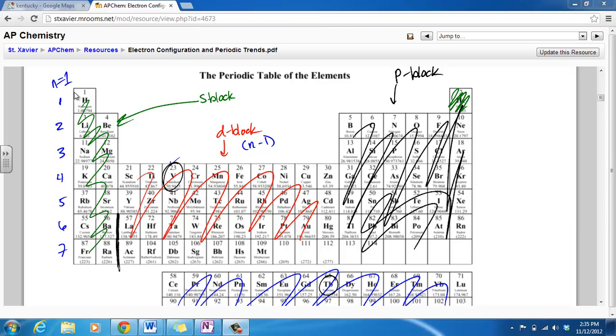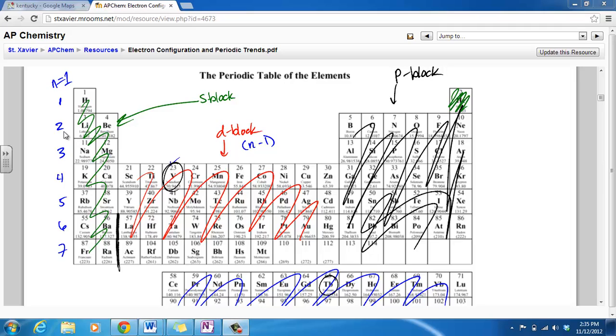So we start up here with the n equals 1 shell, and if you remember, the n equals 1 shell only has one subshell, and that's the s subshell. So for that we say 1s, and then we place the first two electrons in there. So we go across this periodic table and we place those first two electrons in the s subshell. Once you get to the end of a row in the periodic table, you start the next shell. So that's what these n numbers represent, the shell that you're filling up.